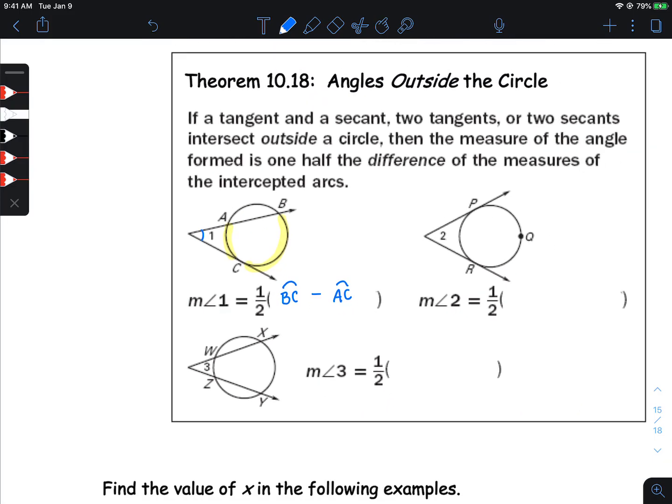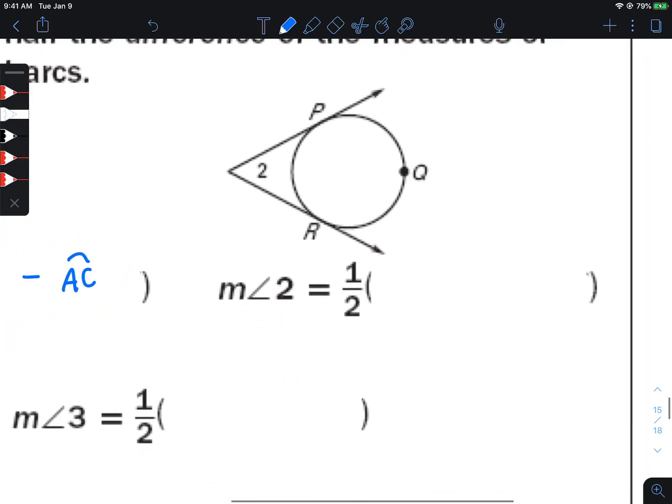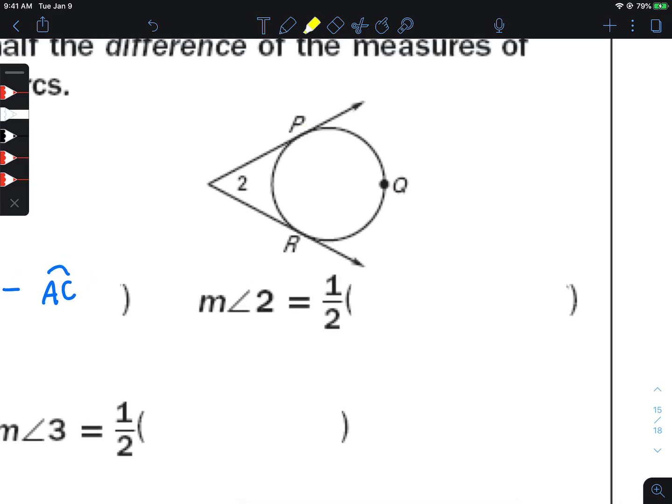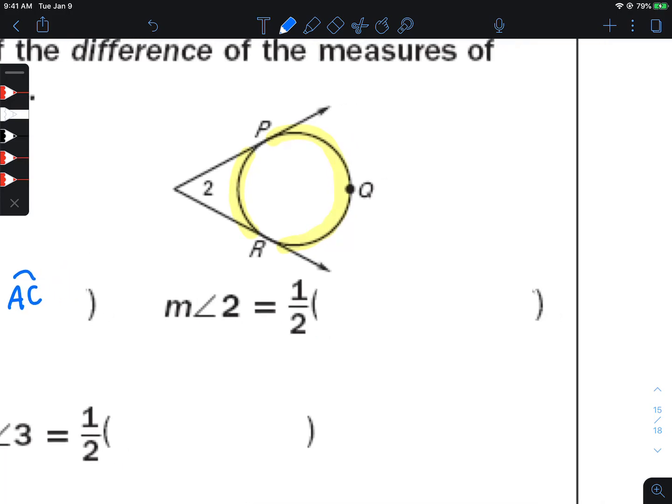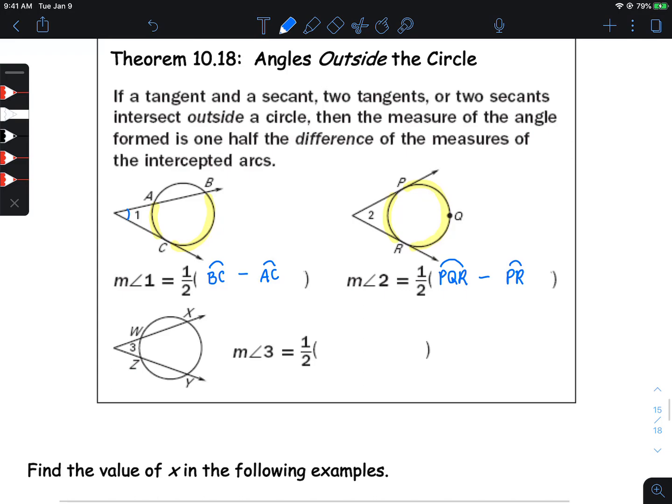Okay, the next one here is pretty similar. You have two arcs, so here's your big arc between the two points, between the two tangent lines, and then there's your small arc between the two tangent lines. One of them is actually a major arc. Usually in this example, it'll be a major arc, which means you need 3 letters for that. So PQR would be the bigger arc. You would subtract the smaller one, which is PR, and then divide by 2, and that would find your angle 2.